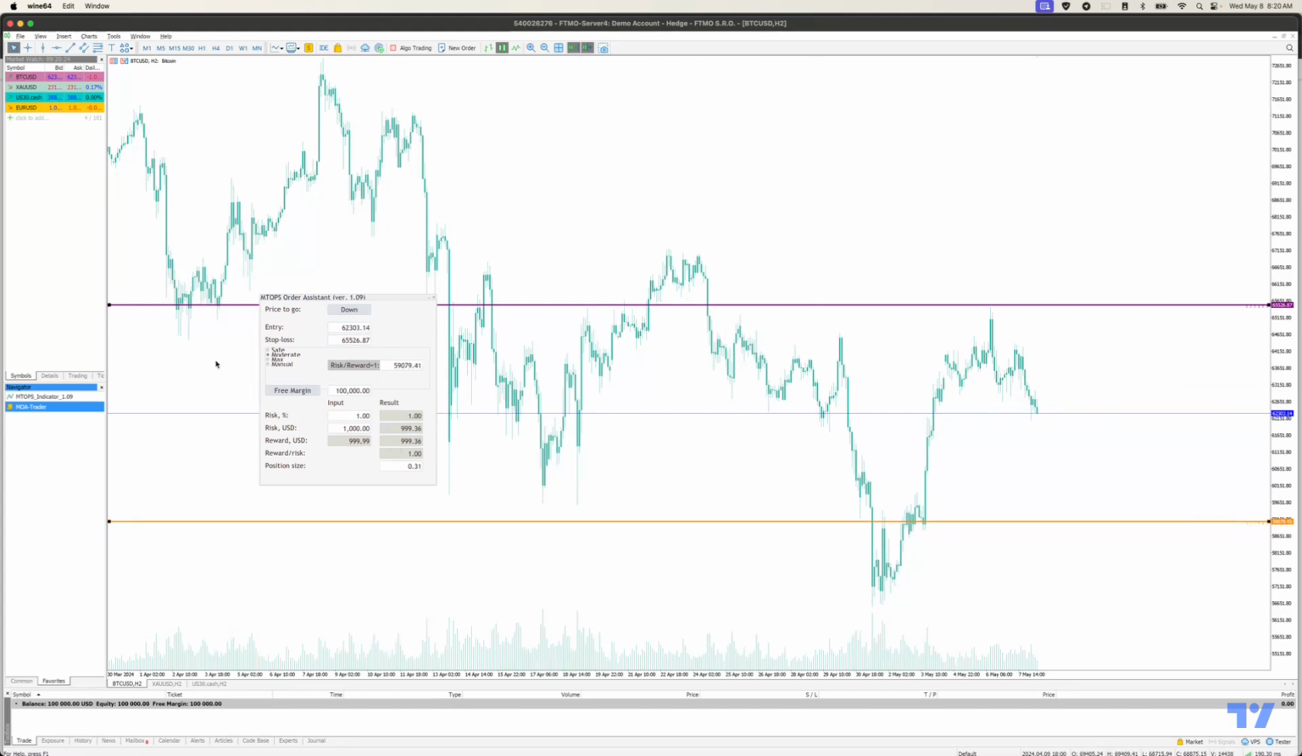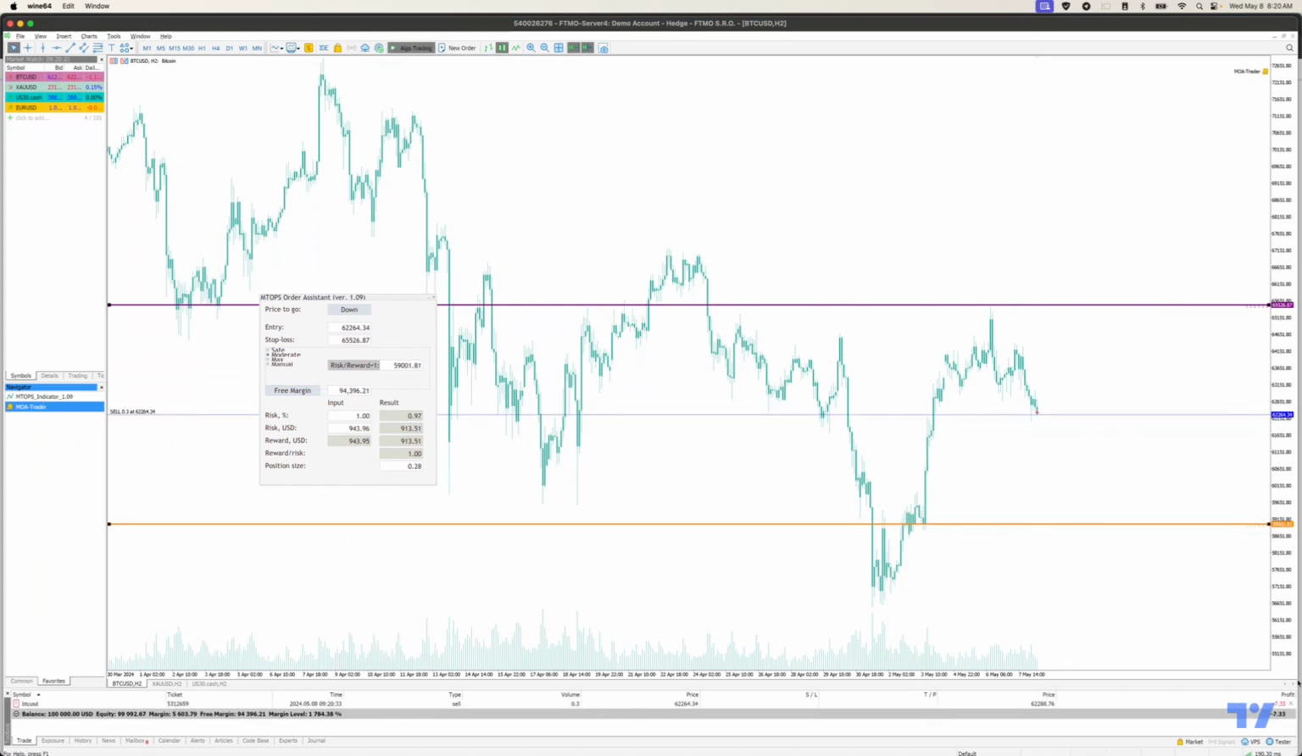MTOPians, when you use our customized tool, make sure algo trading is selected up top, and then double click on the execution, and you'll see it orders opened.